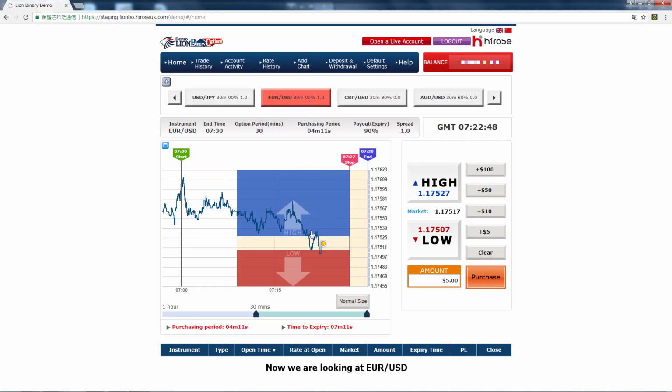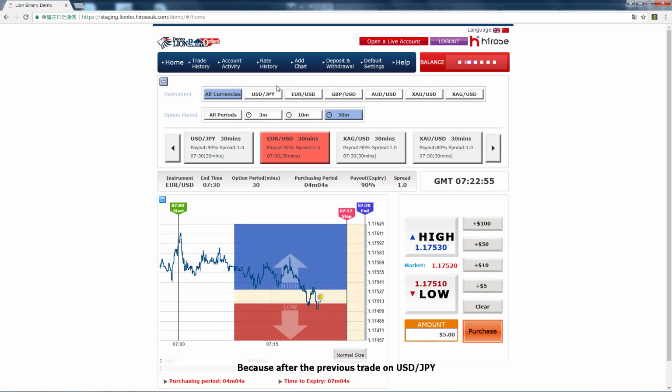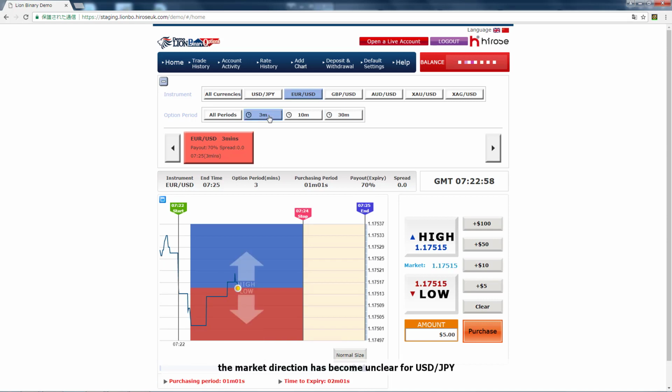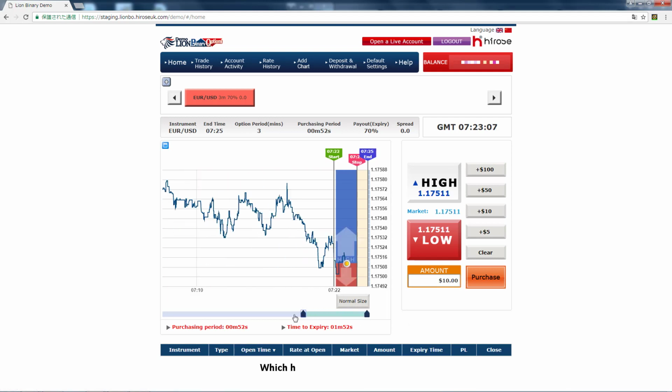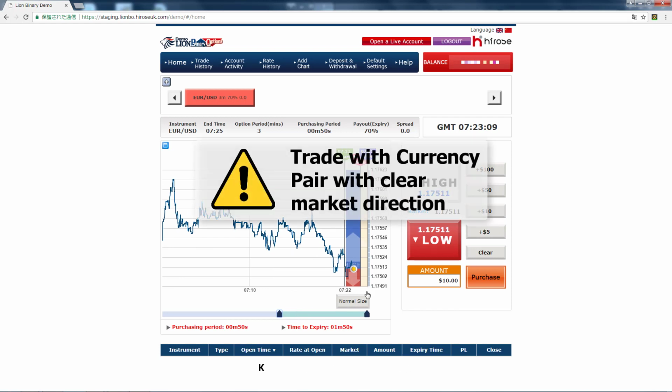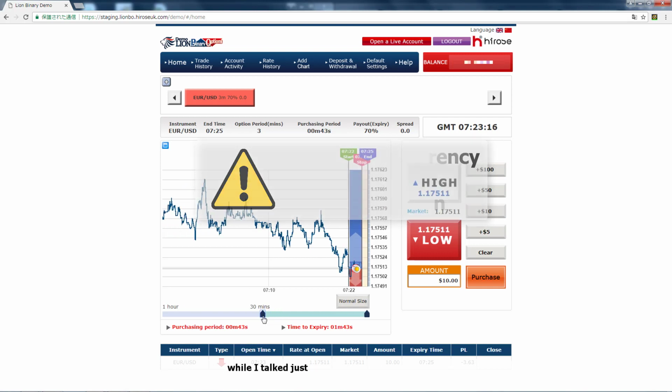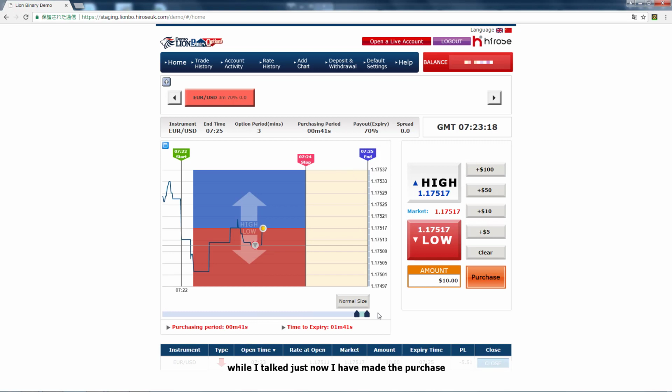Alright, so now we are looking at Euro and US dollar, because after the previous trade at the US dollar and Japanese yen, the market direction is quite unclear for US dollar and Japanese yen. So that's why I decided to change the focus to Euro and US dollar, which has a clear market direction. Just keep in mind that it's always better to trade with the currency pairs that have a clear market direction. So what I thought just now, I've made the purchase with low for $10.